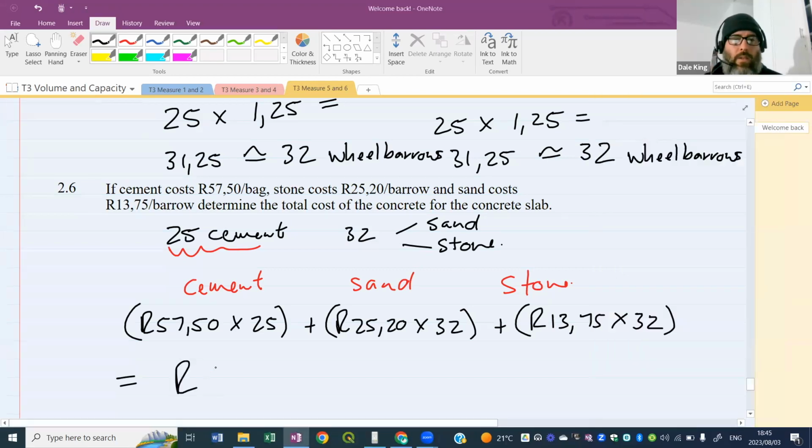2683.9. 2683.9 rands for this concrete slab. Yes, that's fine. You can also do it like that.